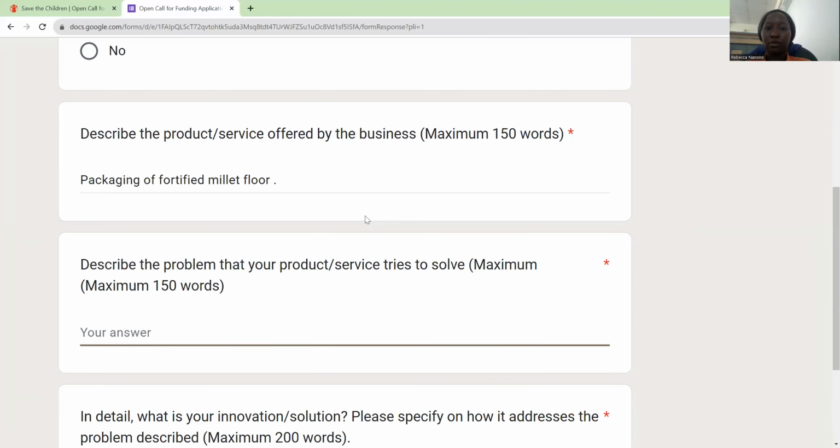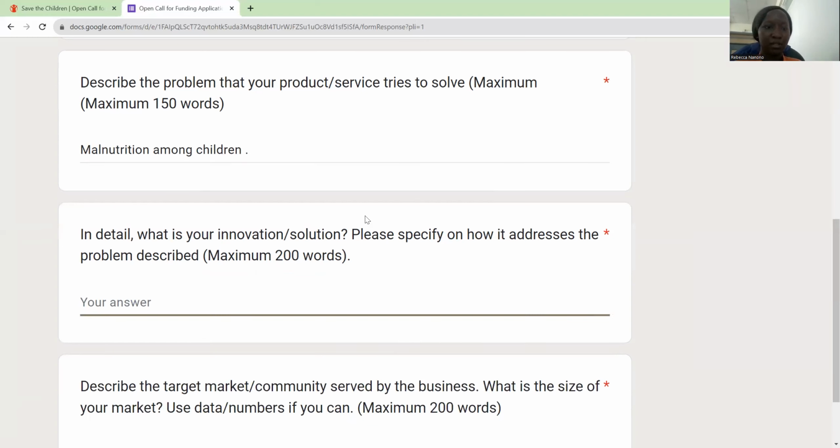Describe the problem that your product or service tries to solve. So, for example, for the millet, it could be malnutrition among children. So you have to explain in detail. If you need more help, just comment and I'll help you. In detail, what is your innovation or solution? So, maybe fortification. Your innovation could be that it's fortified.